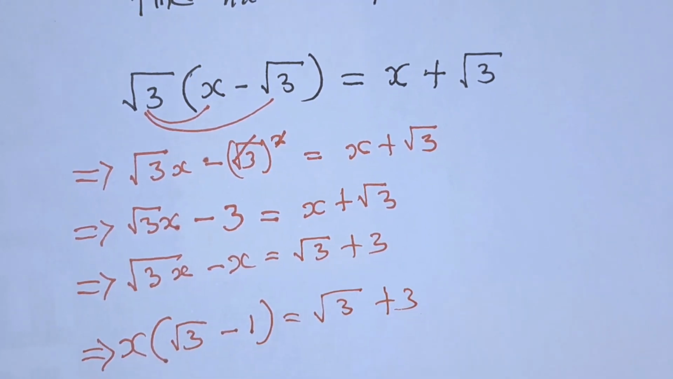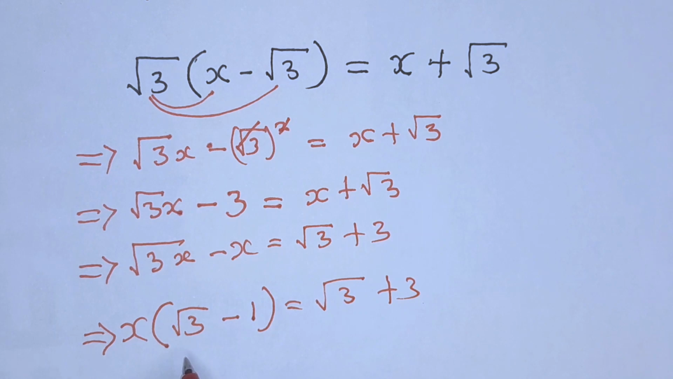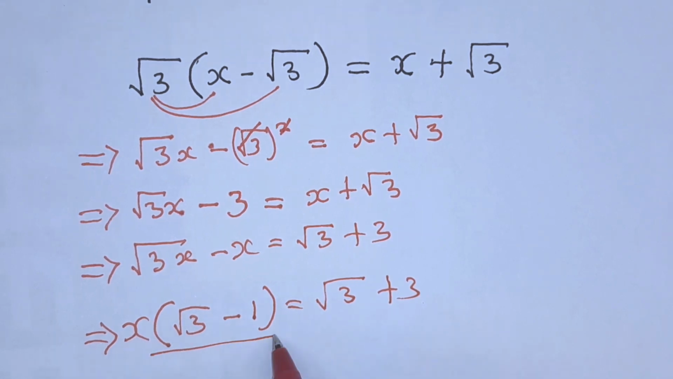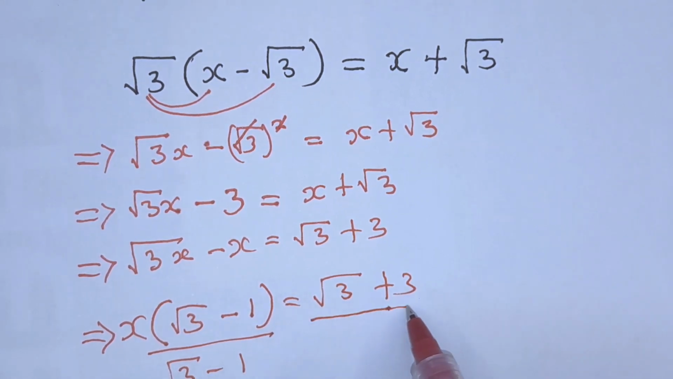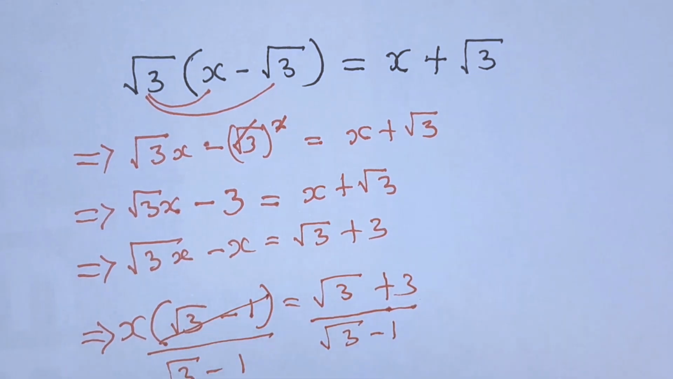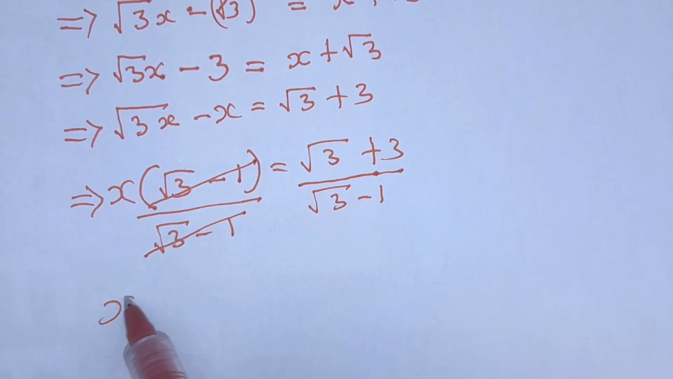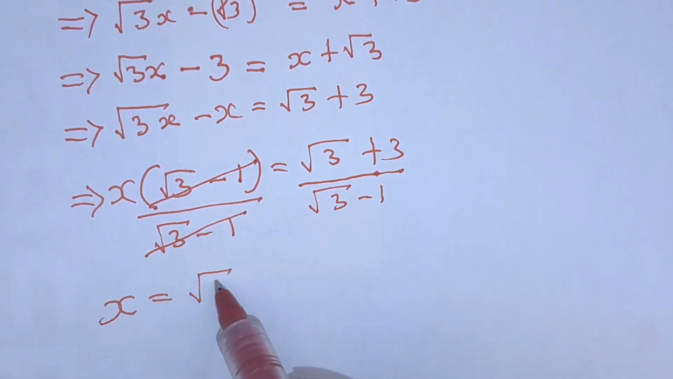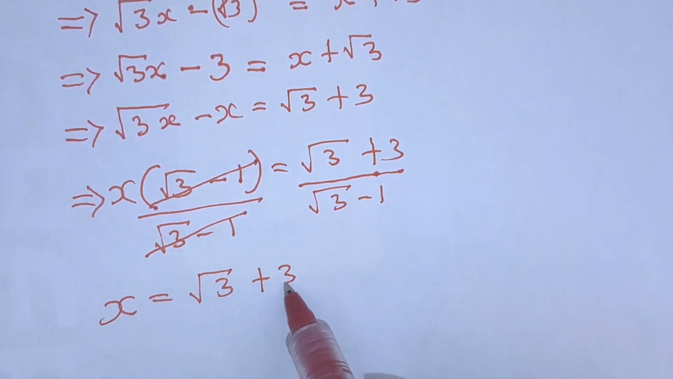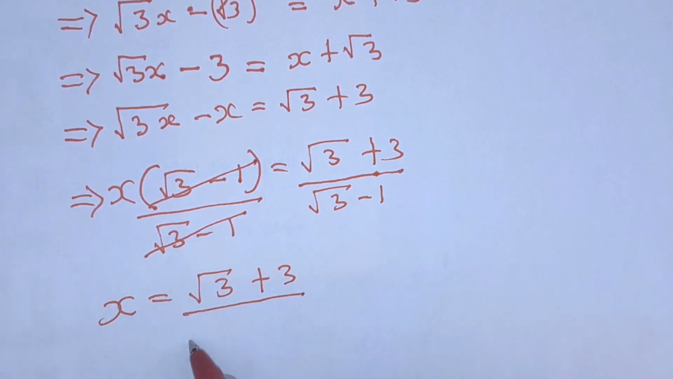We can divide both sides by root 3 minus 1 to get rid of this x. Therefore, divide both sides by root 3 minus 1. Root 3 minus 1 gets cancelled with root 3 minus 1. We are left with x is equal to root 3 plus 3 over root 3 minus 1.